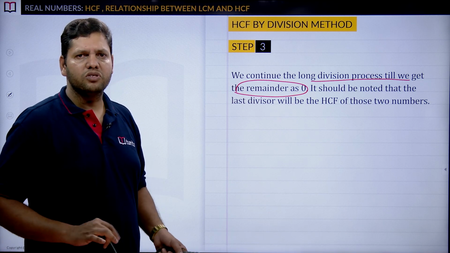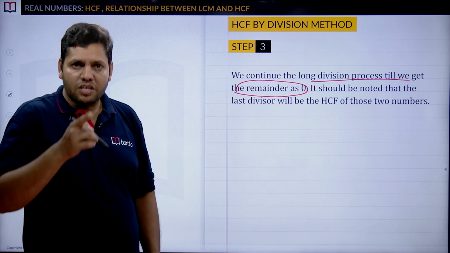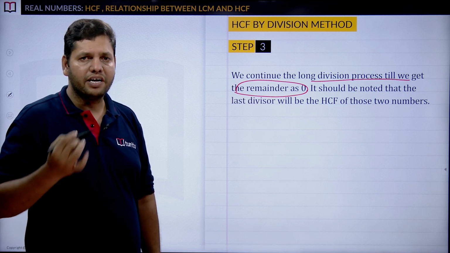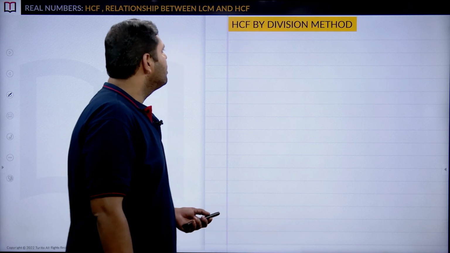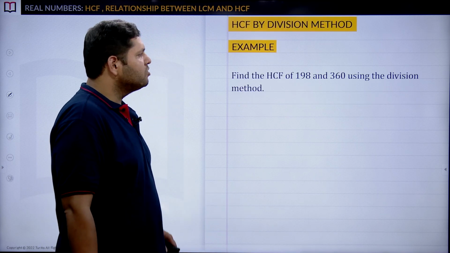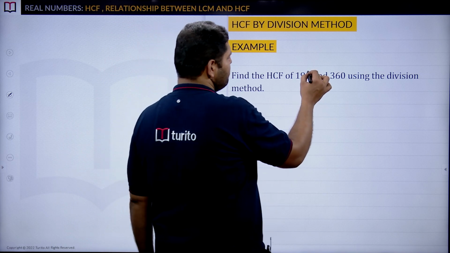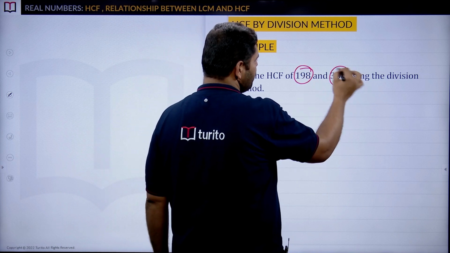So there is no need to do further division. Wherever you get the remainder 0, that divisor is our HCF. Okay. So children, let us take a small example so that it is easy to understand. Now children, listen here. I want to find the HCF of 198 and 360.